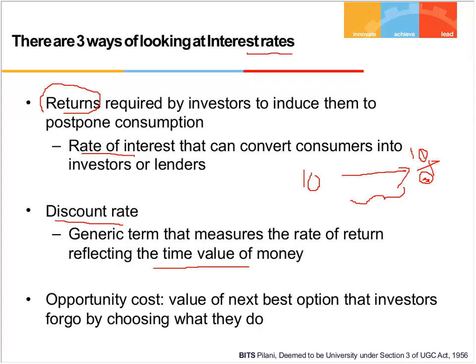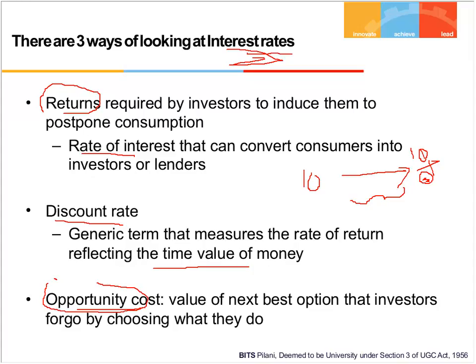Now next we call it opportunity cost. Generally any opportunity cost is what is the next best option. How much it is to forego what we have now? If I have to forego this, what is the cost associated? So even that can be taken as the interest rate. So opportunity cost of capital we say. What is the cost of it?